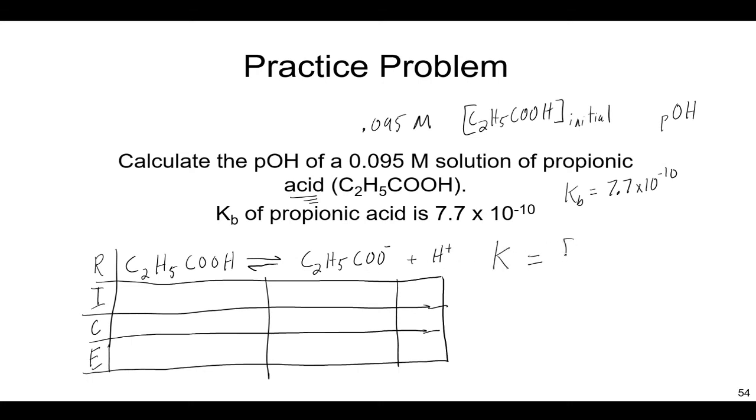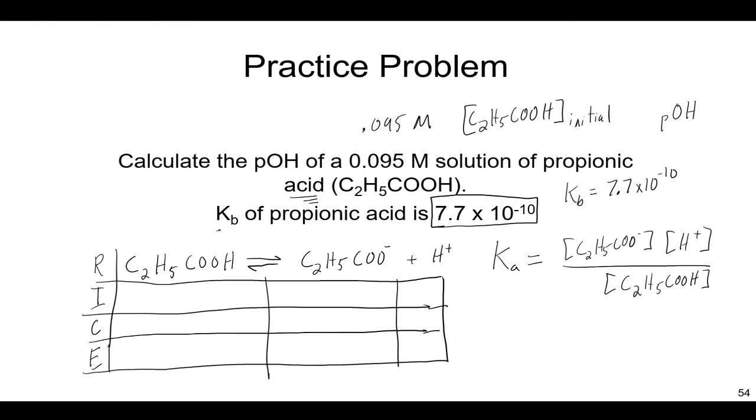It's going to be products over reactants. And this is an acid, so the equilibrium that I'm concerned about is a Ka. This right here is a Kb. Tricky. I can't plug this value in here because it's not a Ka. I need to take this 7.7 and convert it into a Ka. I can do that now or later. We can just do it now.